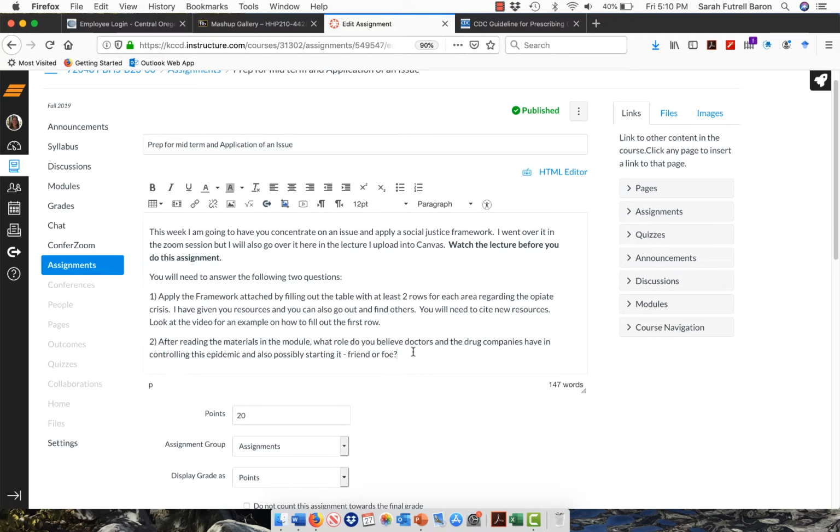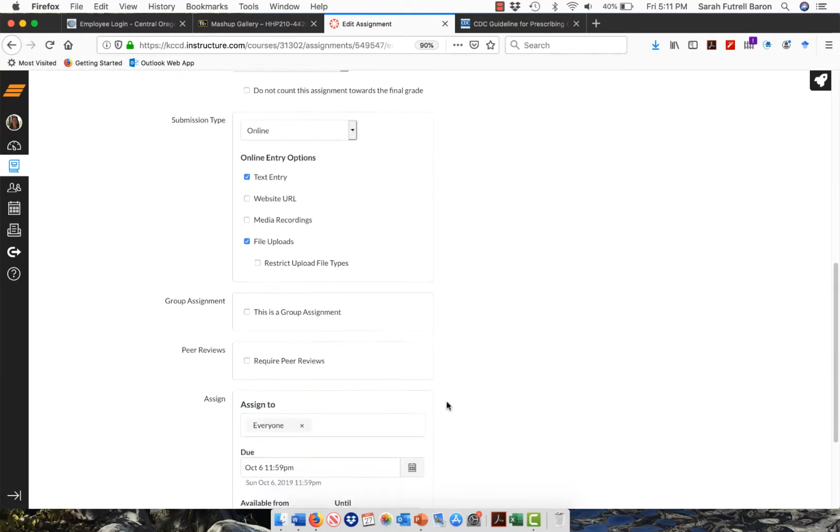The second is, in this Word document or in the text response, I want you to respond to this: what role do you believe doctors and the drug companies have in controlling this epidemic and also possibly starting it? Are they friend or foe, or both? And this is worth 20 points.